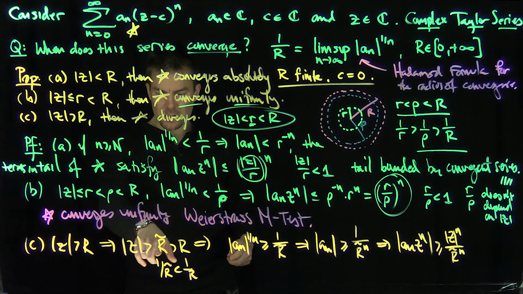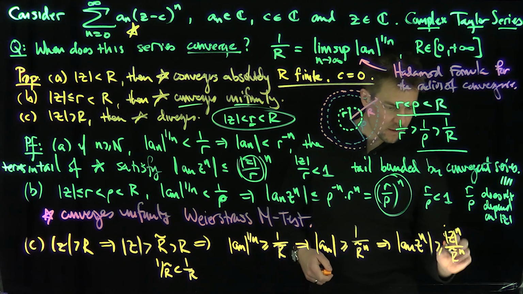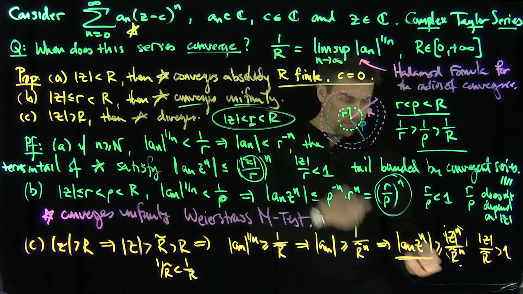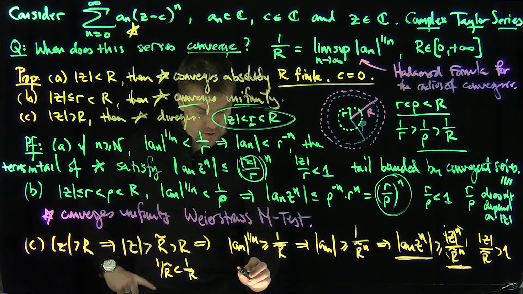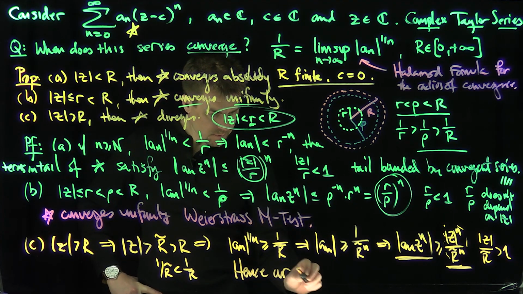And now the modulus of z is bigger than r tilde, so z over r tilde in total size is bigger than 1, right? So this number over here, the modulus of z over r tilde, is bigger than 1, and I've bounded the terms in our series from below by a divergent series. So that proves our series diverges.